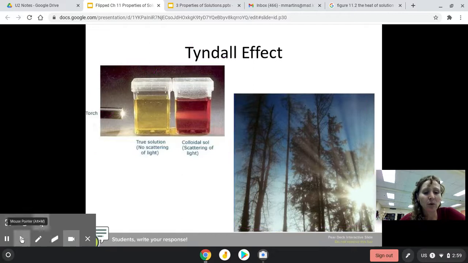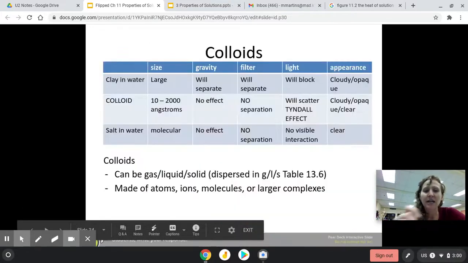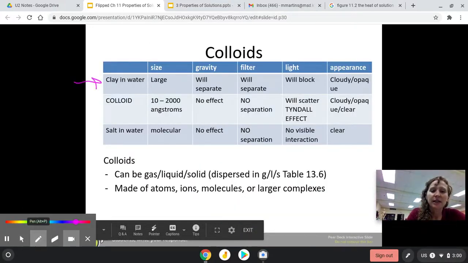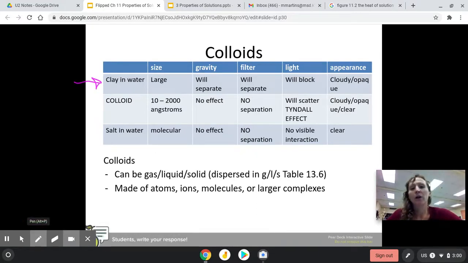Now, there is one more size that we should talk about, and a good example of this is clay in water. And some of those particles in the forest that are scattering light could fall under this category also. Clay particles tend to be very large particles. Same thing with ash in the air, which tends to be fairly large particles. If you give it enough time, these particles will separate out. The interaction between the particle and gravity is stronger than the interaction between the particle and water, and eventually gravity will pull these things out of solution.